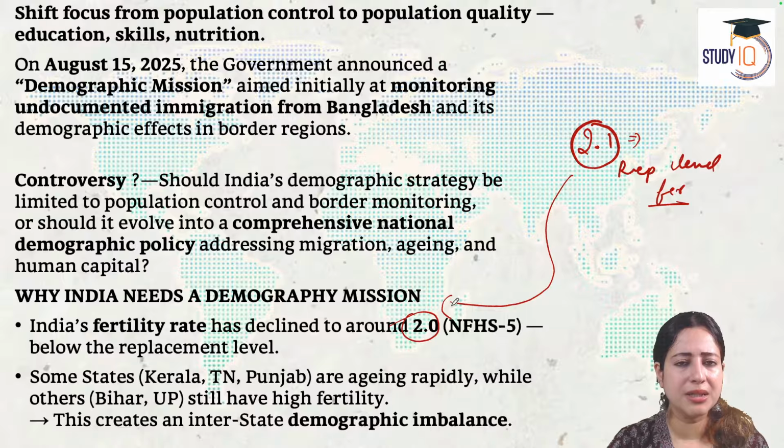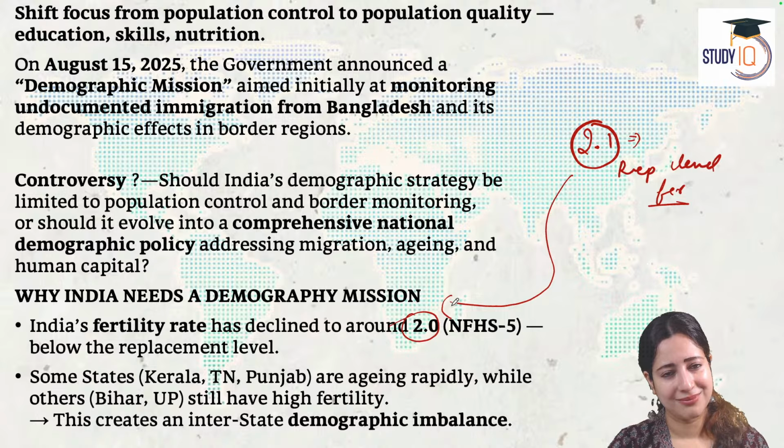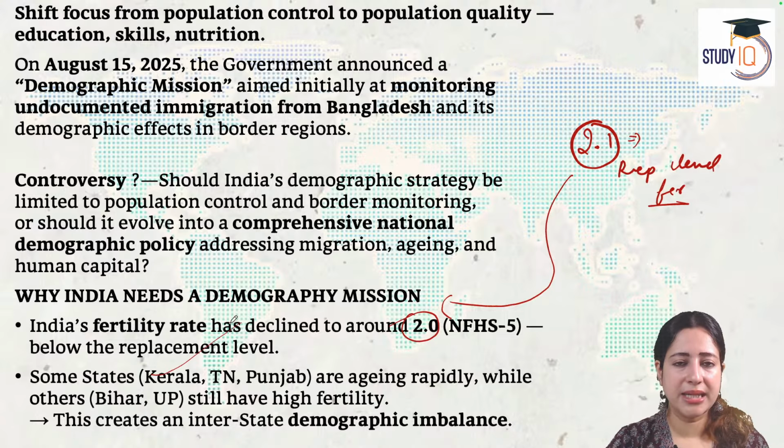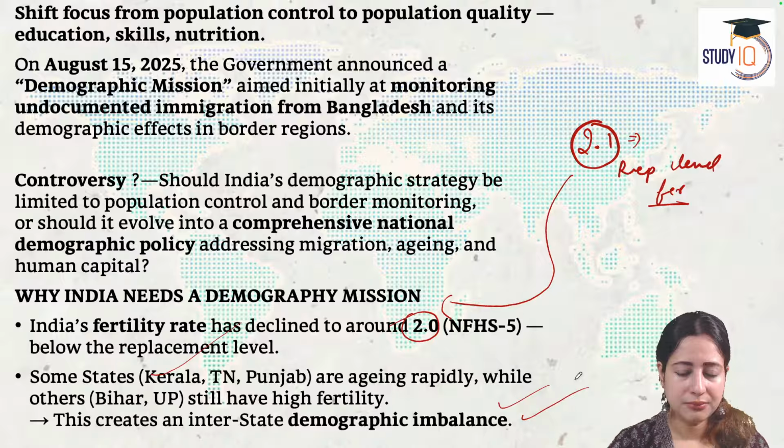Because once you become a grey population, you become a country with higher dependency ratio, people who will not work. Your GDP, national income will decrease. Your expenditure on social welfare like pension, insurance will increase. Some states like Kerala, Tamil Nadu are becoming old every single day. Whereas Bihar and UP are still young. That's causing a demographic imbalance in India.